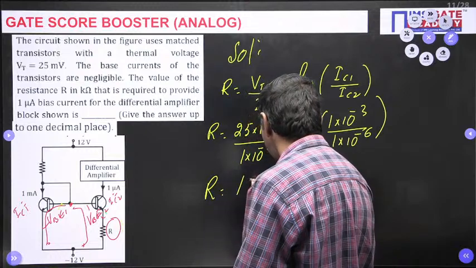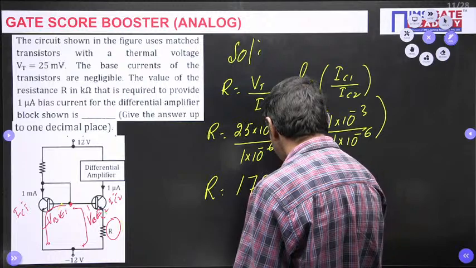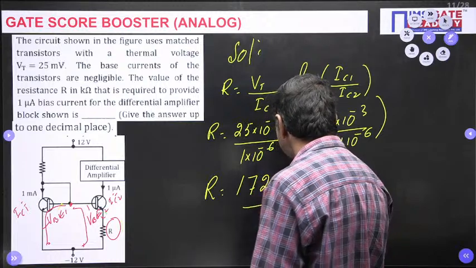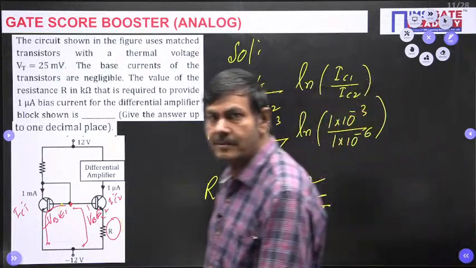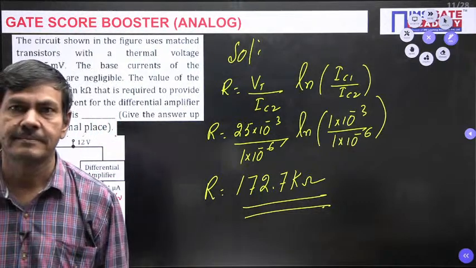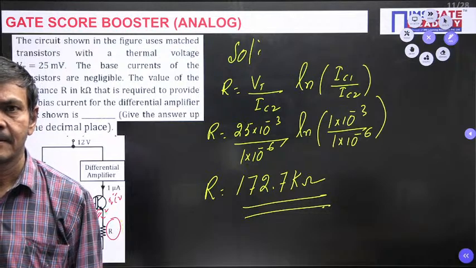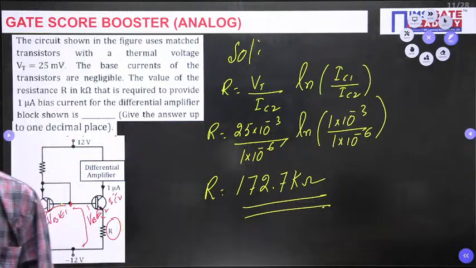172.7 kilo ohms is mostly possible. That much resistance is possible in this problem. Any others getting the same answer here? Has anybody done this question? Anyhow, this is the way you need to do this question.